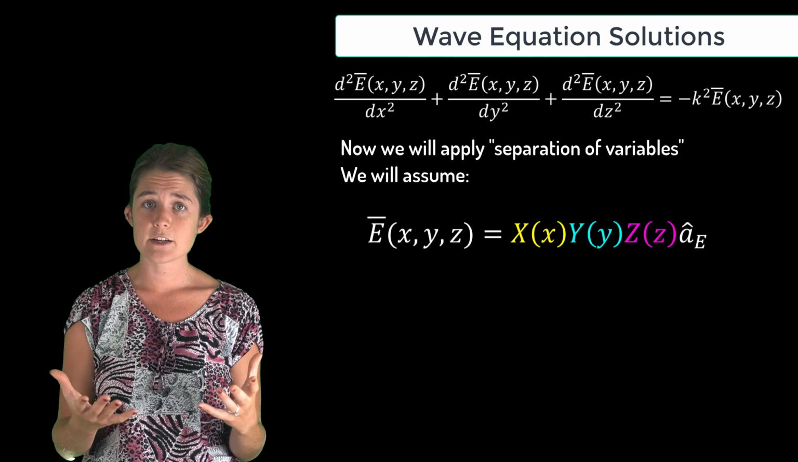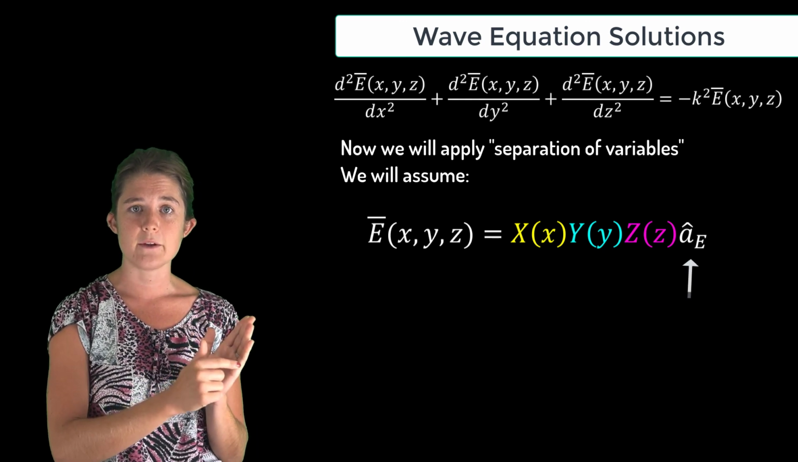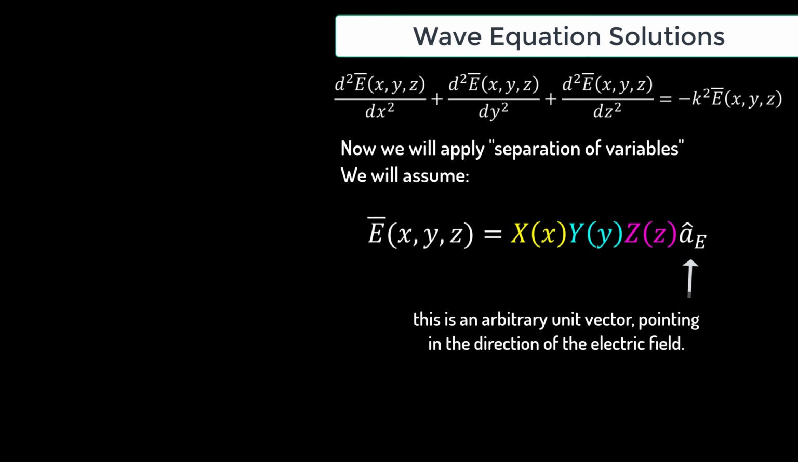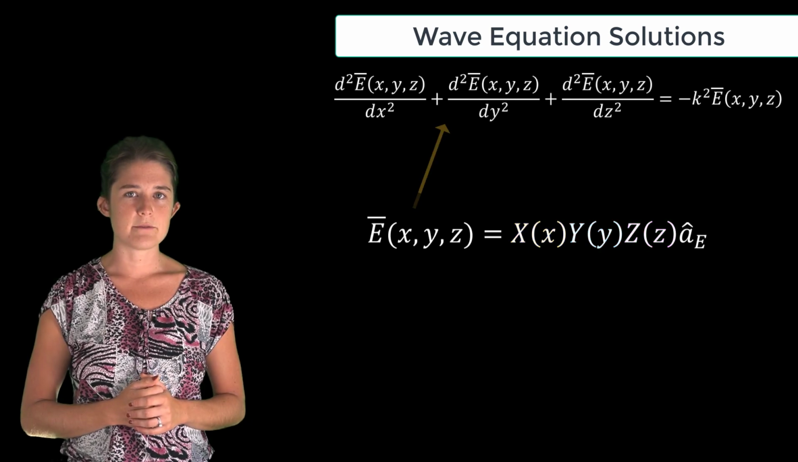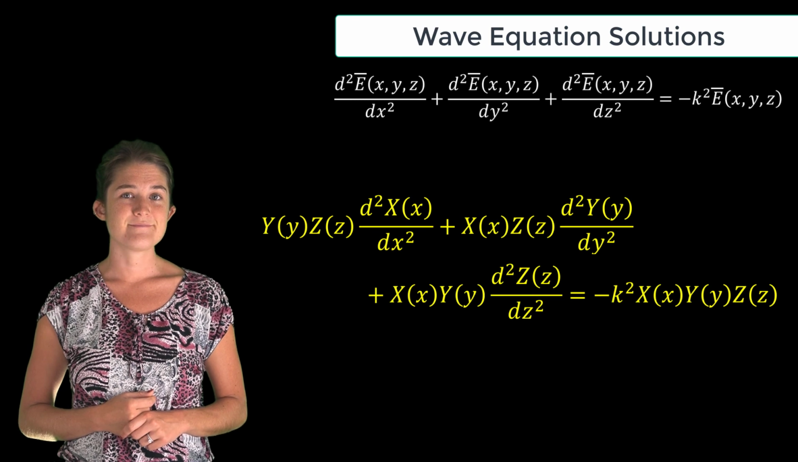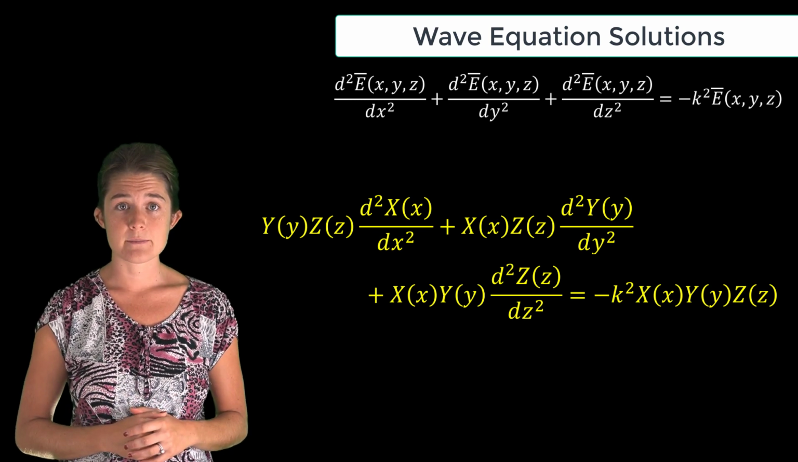And since E is a vector but we don't know its direction, we'll just give it this unit vector, A sub E, which is defined to point in the direction of the electric field. So if we plug this definition into our differential equation, this is what we get. It doesn't look like we've cleared things up much, does it? But we're heading somewhere, I promise.